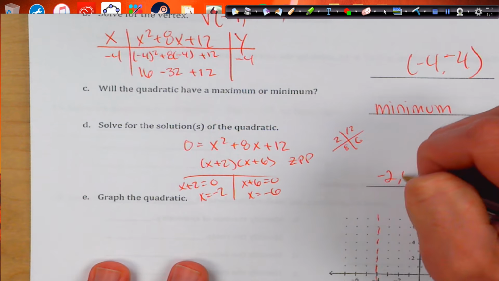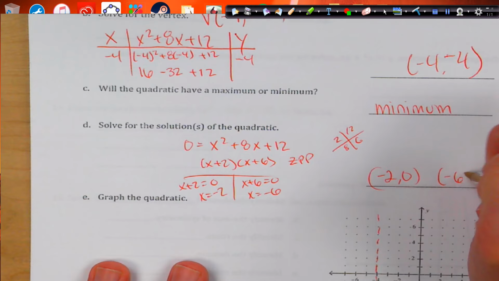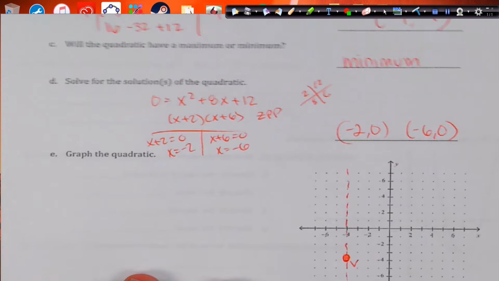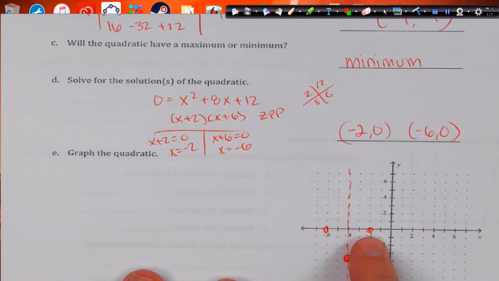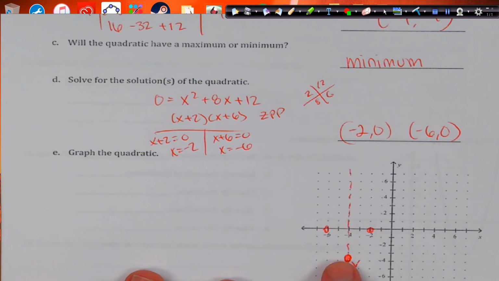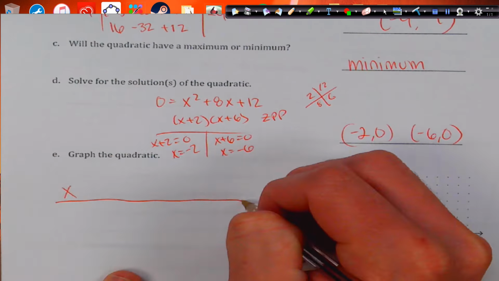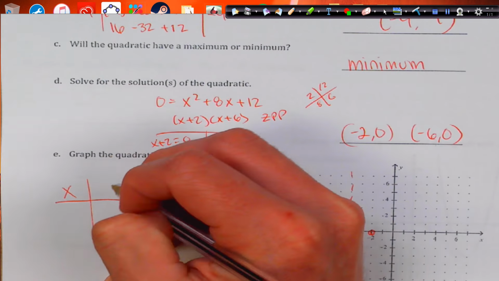So we're going to get -2 comma 0 and -6 comma 0. And we can graph those, -2 comma 0 and -6. Notice they're equidistant to the line of symmetry, or axis of symmetry. And then to graph, we just need one more additional point. If we plug in -3, we should be able to do it. I don't really have a lot of space up there, so I'm going to rewrite my little chart.